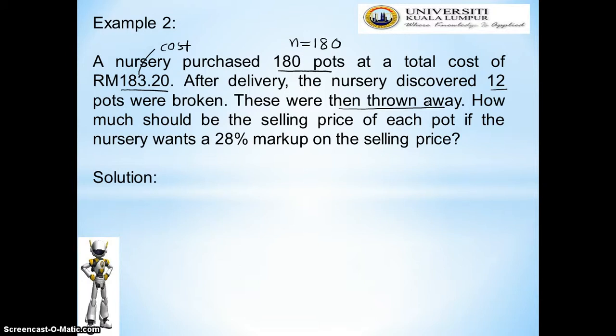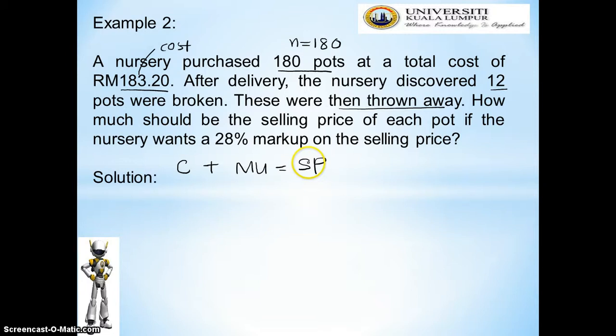selling price? Okay, what we have to do is use the 3-line method: C, cost, plus markup equals the selling price. Now look at the percentage, 28% markup on the selling price. So selling price should be 100% and 28% should be the markup. So 100 minus 28, then we get 72% on cost, right? Then we have the total cost here, 183 ringgit 20 cents.